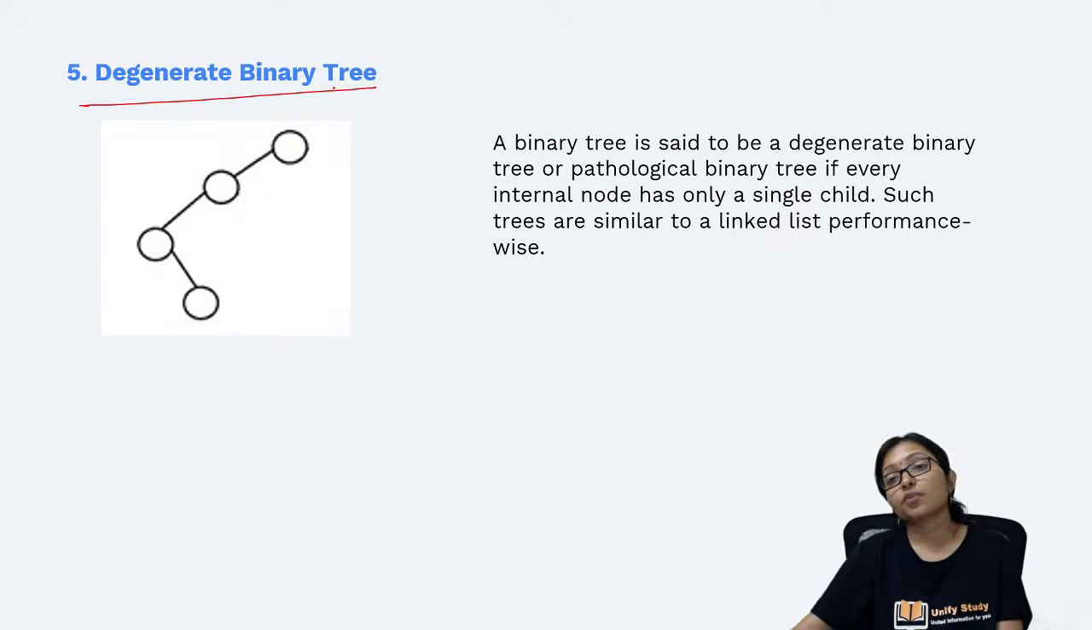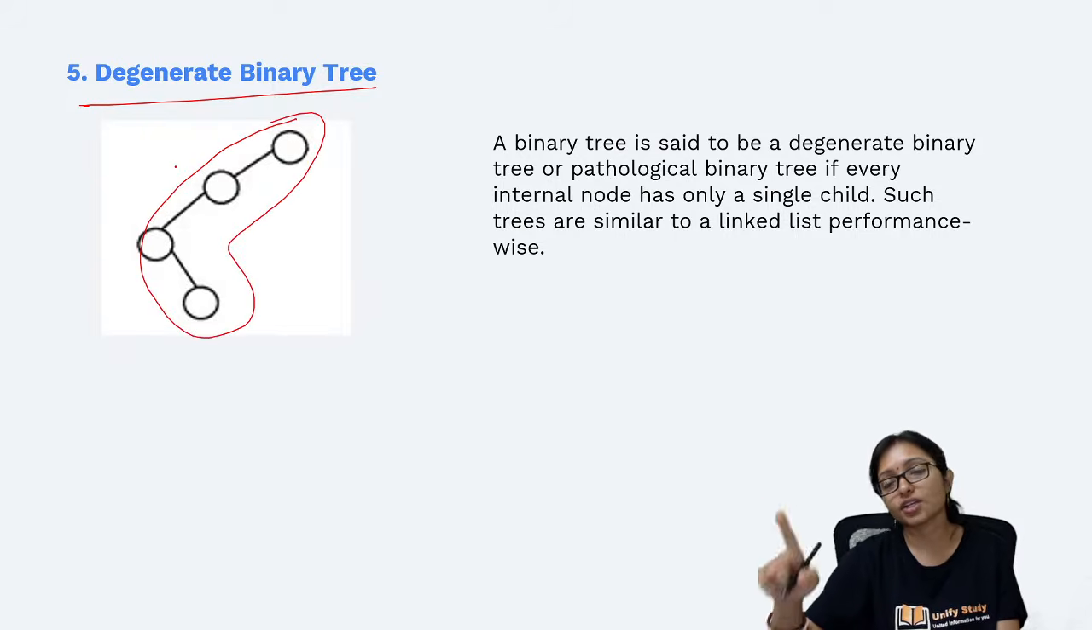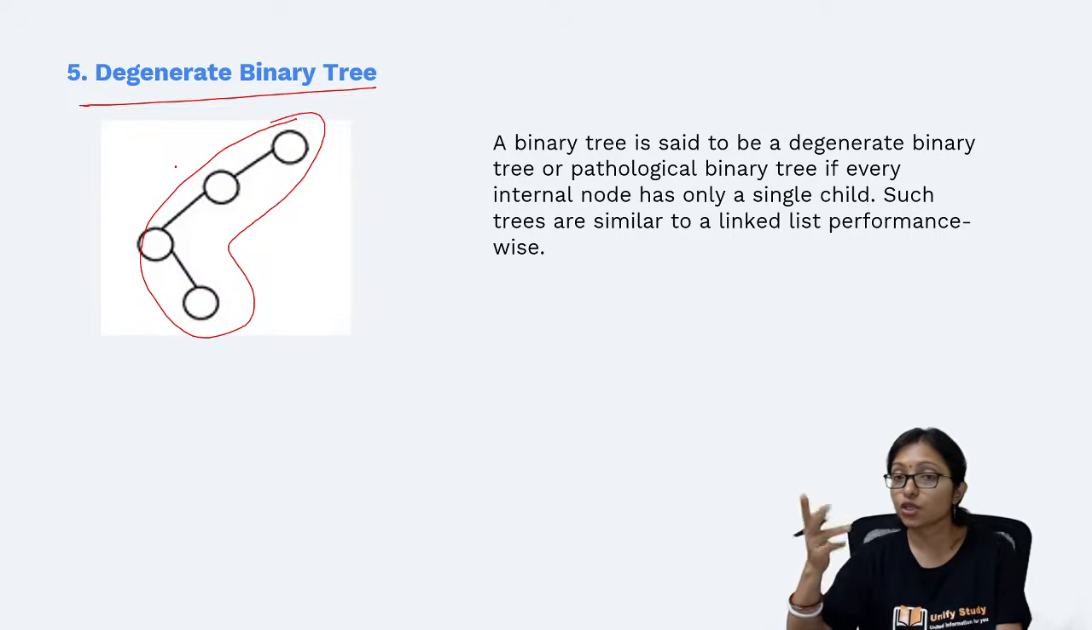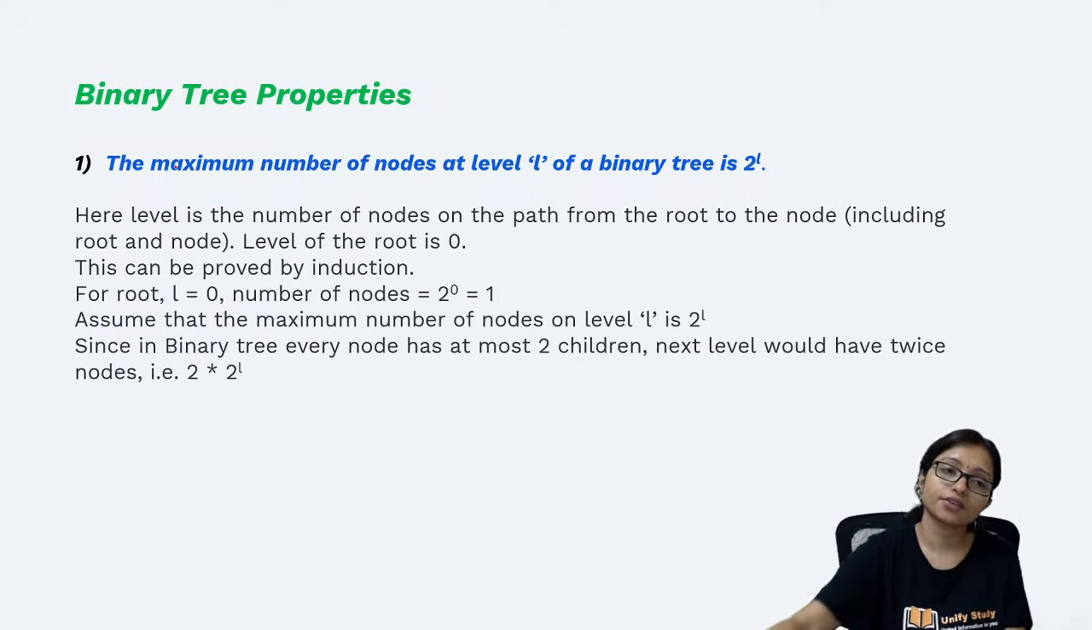Degenerated binary tree. What is called a degenerated binary tree? It means it is a one-sided tree. You can see it is a one-sided tree. Only one child, single child. Every node has a single child. Two children are not there. That's why it is called a degenerated tree.